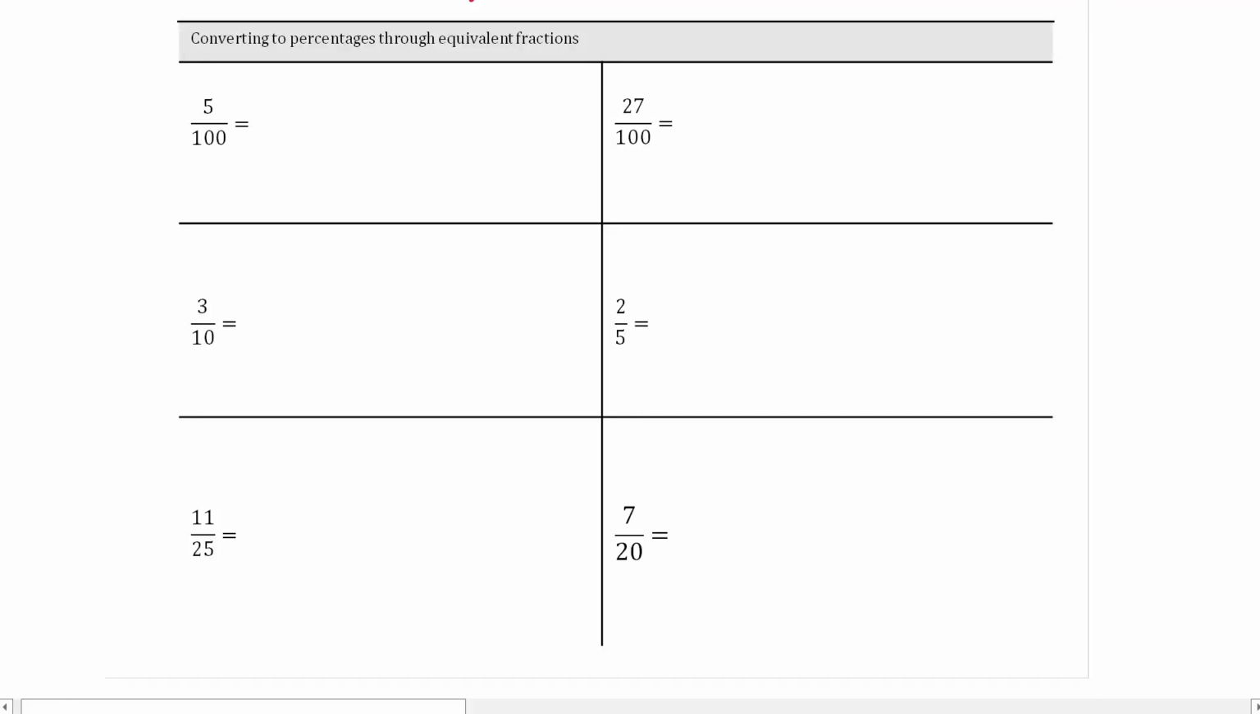Okay, so what we're going to do now is convert percentages through equivalent fractions. So we've got all of these fractions here and we need to turn them into percentages.